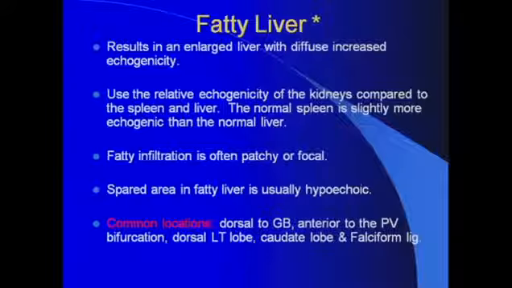When we talk about diffuse liver disease, we have to really stop at this important fact, which is fatty liver or fatty infiltration of the liver. Fatty infiltration of the liver results in enlargement of the liver with diffuse increased echogenicity. Use the relative echogenicity of the kidneys, provided the kidneys are normal, and compare it to the spleen. The normal spleen is slightly more echogenic than the normal liver.